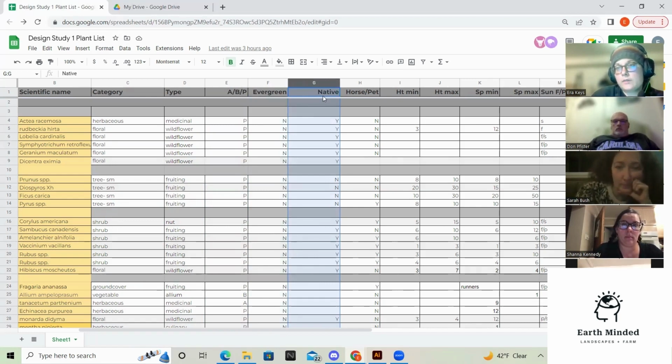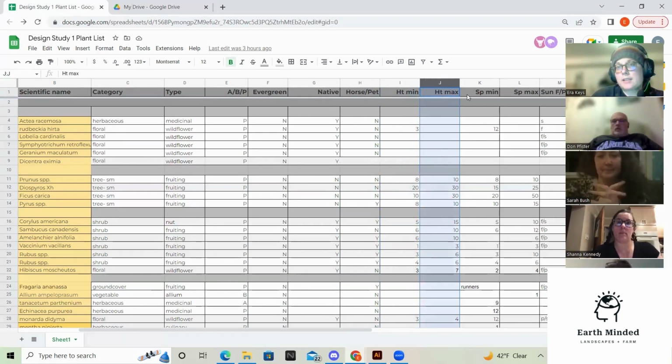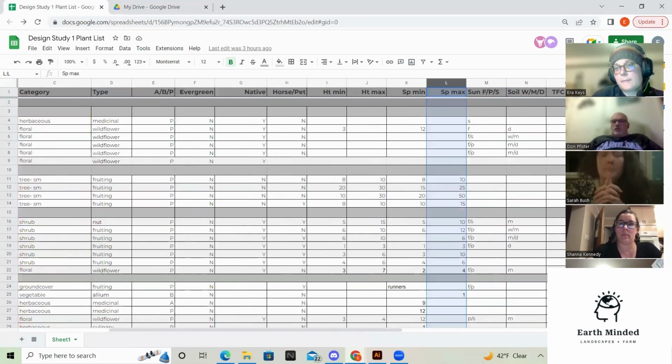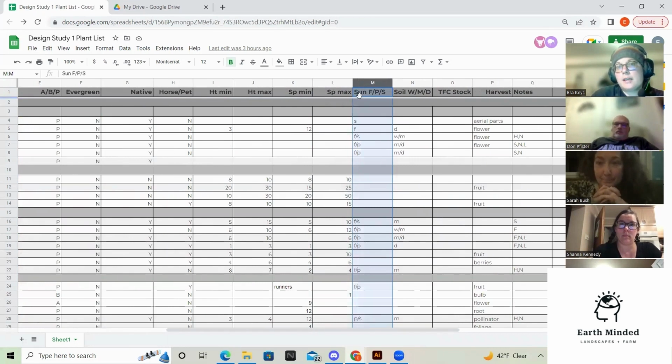G, is it native to North Carolina? This is specific to where this site is. Y equals yes, N equals no. Column H is horse pet. Is it edible and or okay for horses or pets to consume this plant? Y equals yes, N equals no. Column I, height minimum. Column J, height maximum. Column K, space minimum. Column L, space maximum. Column M, sun equals FPS. Is it full, partial, or shaded? Column N, soil, wet, moist, dry.